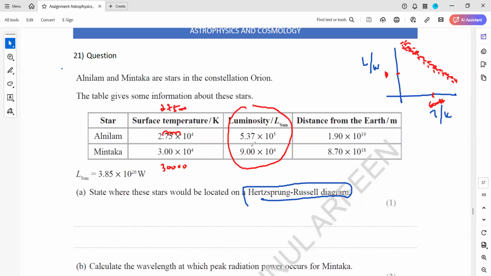And their temperature is also high. So where do we expect them with a high luminosity and a high temperature, because here we have a high temperature and here we have a low temperature. So we expect these stars to be somewhere here. So where would these stars be located in an HR diagram, the Hertzsprung-Russell diagram? We expect that these stars will be on the top of the main sequence.